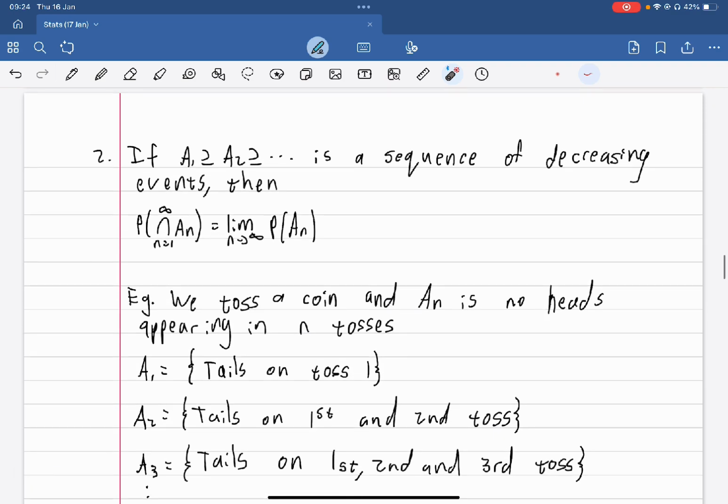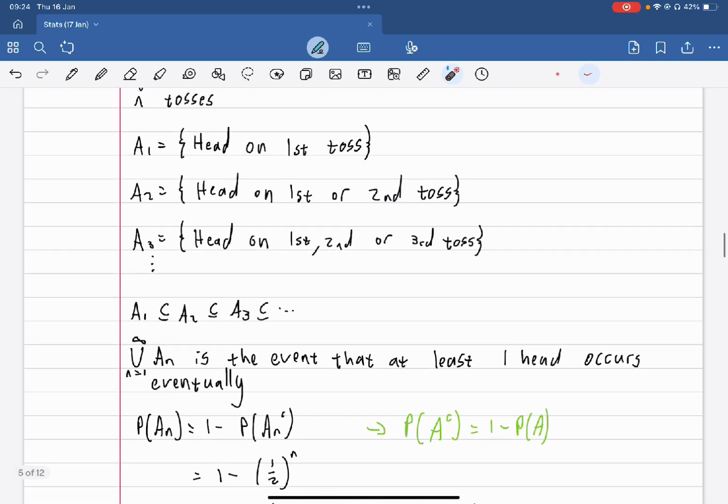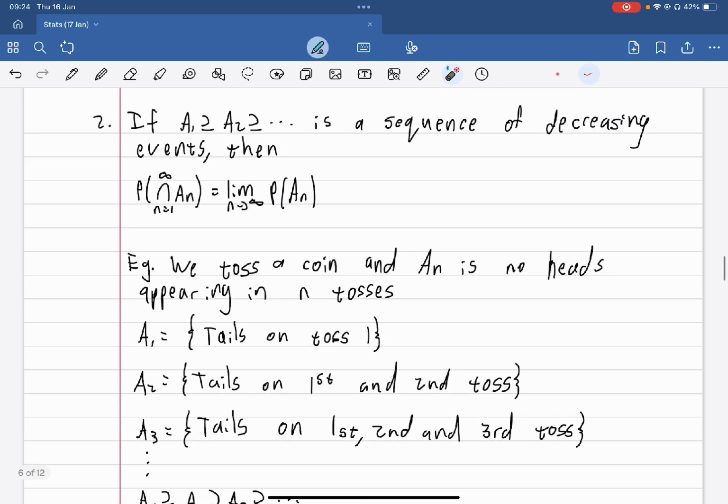Okay, so this is the kind of opposite of that. Now you have A1, and A2 is a subset of A1, and then you'll have A3, A4 going on like that, a sequence of decreasing events. So now, where before you had the union, now you have the probability of the intersection from n=1 to infinity of An is the limit as n tends to infinity of the probability of An.